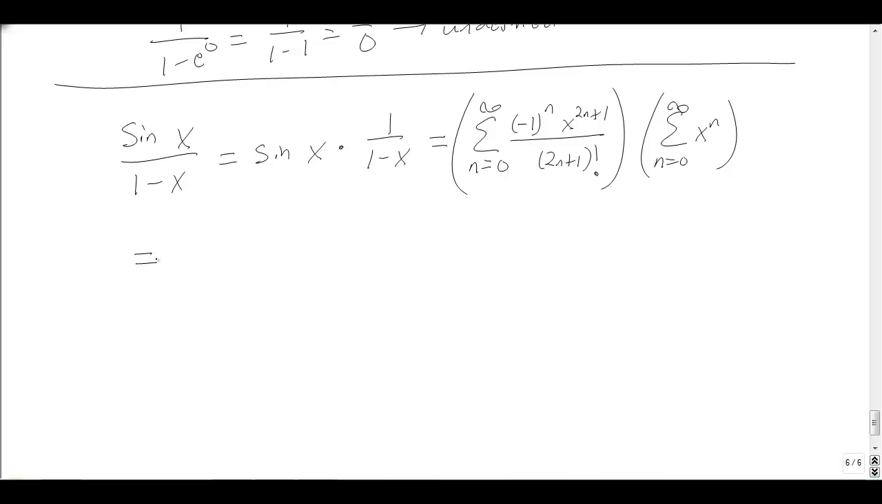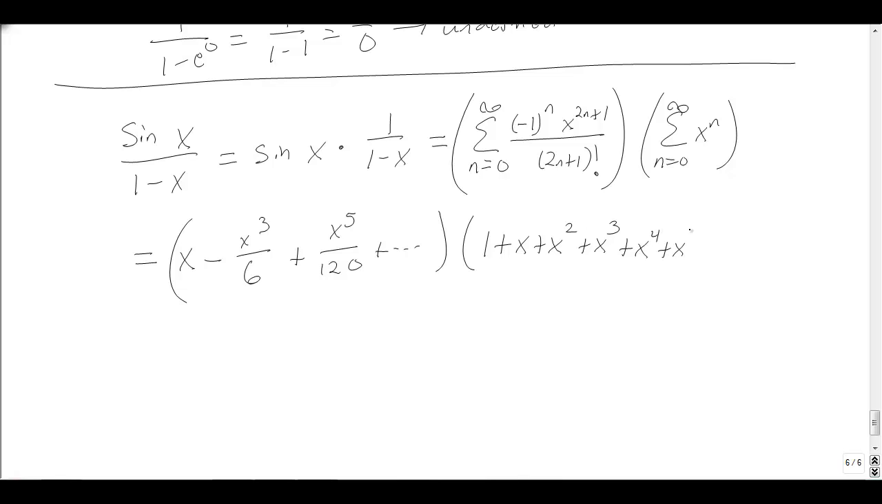And so what I get here, let's write out our series for sine x. That's x minus, when n is 1, 2n plus 1 is 3, so it's x cubed over 3 factorial, which is 6. Let's see, when n is 2, I get x to the 5th over 5 factorial, and 5 factorial is 120. And then there's some more stuff, which again, I might need, but I'm going to hope I don't. Essentially, x to the n is 1 plus x plus x squared plus x cubed plus x to the 4th plus x to the 5th, and so on.